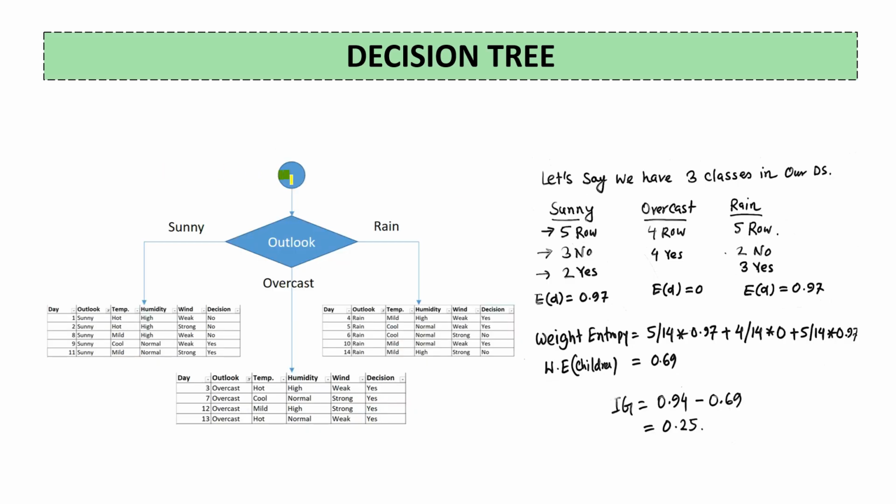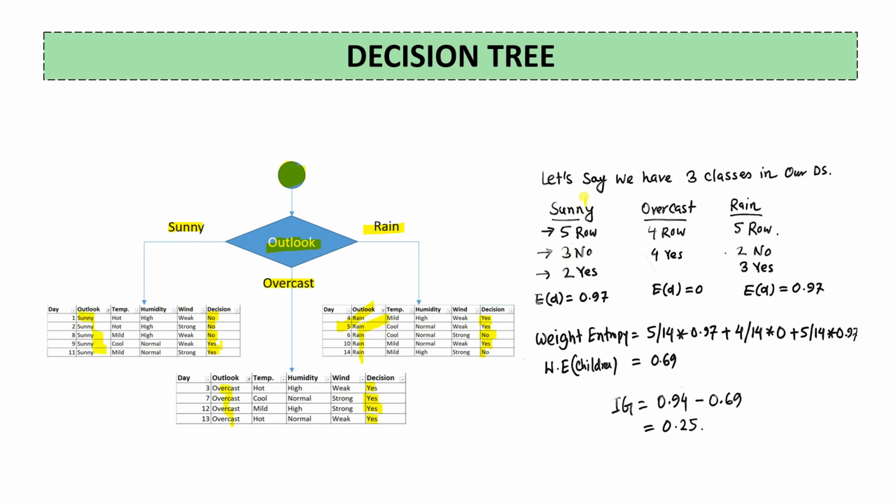So you have a root node, that's our outlook, and we divide it into three portions: sunny, rain, and overcast. In the sunny portion, we have 5 data points. For the overcast, we have 4 data points. And for the rain, we have 5 data points. We are splitting them based on the feature for sunny, rain, and overcast.